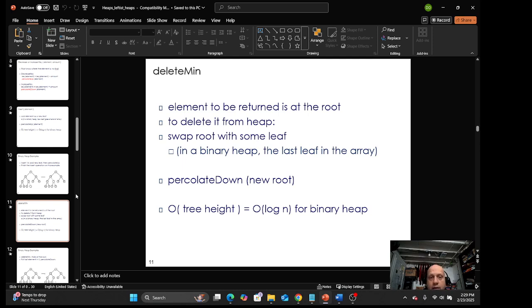With delete min, the element to be returned is at the root, and to delete it from the heap, I would swap the root with some leaf. In a binary heap, this would be the last leaf in the array. I would percolate down the new root, and the cost is big O of the tree height, equal to big O log n for the binary heap.